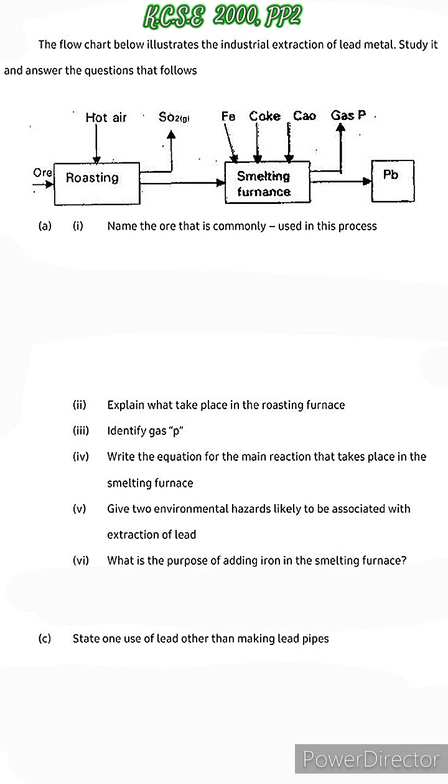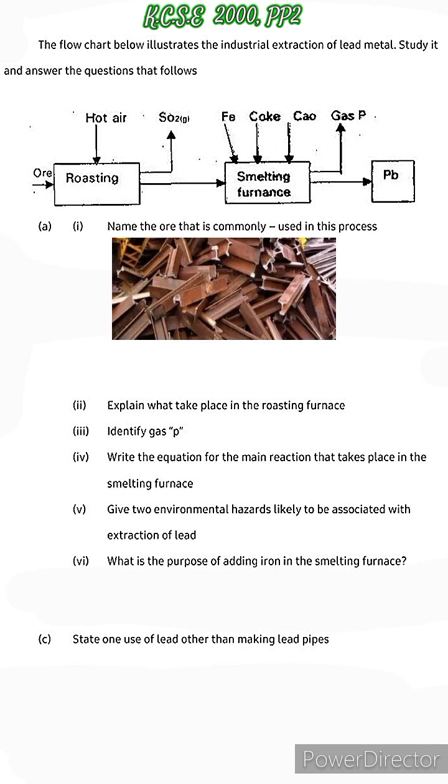Now, moving on to the smelting furnace. As we can see, there are three different components that are being added onto it. We have iron, coke, and calcium oxide. Now, iron is simply scrap iron. When we were discussing extraction of lead metal in the previous video, we talked about the role of scrap iron. Now, taking you back to the roasting furnace.